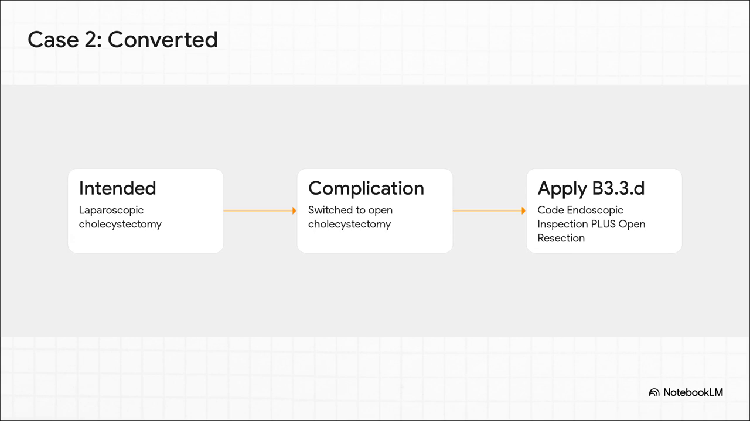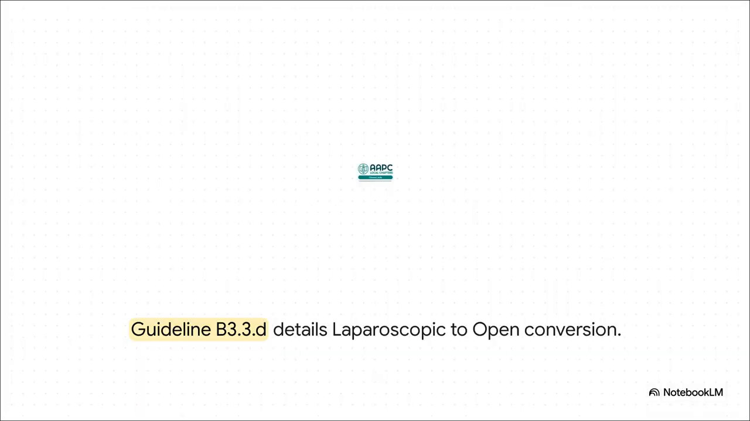Step 1, note the intended laparoscopy. Step 2, identify the conversion to an open approach. Step 3, apply our guideline. We literally cannot just code the open surgery. We must code the endoscopic inspection to account for that initial work and approach, plus a second code for the successful open resection. Let's actually look back at the exact source text from the AAPC guidelines to really anchor this.